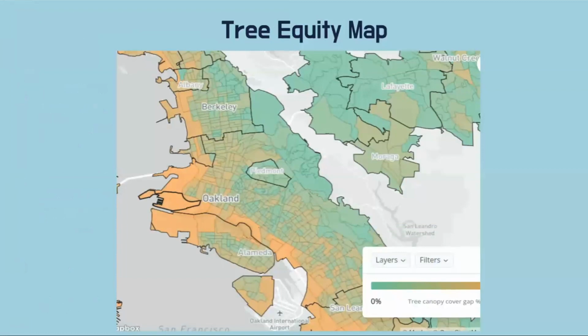So here is a tree equity map of Oakland that shows the distribution of trees. The darker green areas show neighborhoods with a greater number of trees, while the lighter areas represent neighborhoods with fewer trees. And the lighter areas were areas that used to be historically redlined. It shows there are barely any trees there. Next slide.